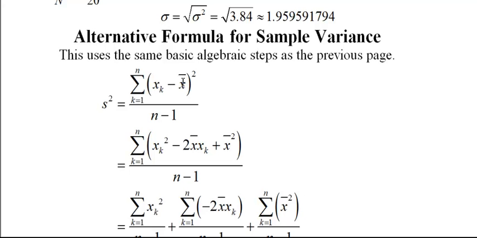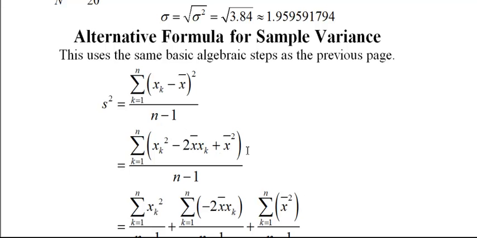And x bar then replaces mu because x bar is the sample mean, whereas mu is the population mean, and s is the sample standard deviation, whereas sigma is the population standard deviation. So s square is the sample variance, whereas sigma square was the population variance. But it's basically the same steps.